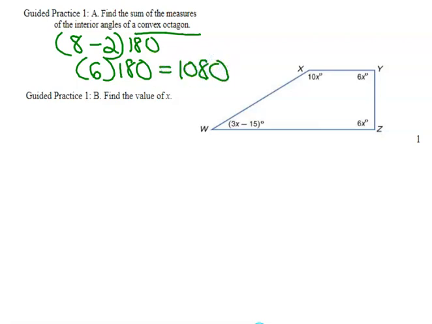All right, and then it says find the value of x. Okay? Oh, so that was the sum of the measures of the octagon. Okay? And then that's all you do. The next one, it says find the value of x.